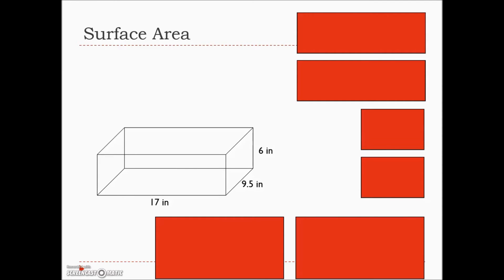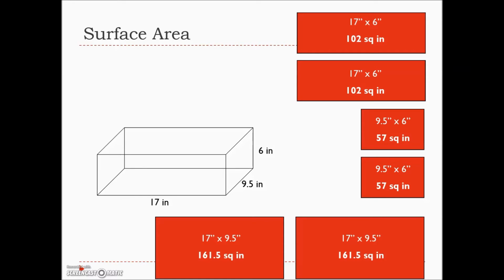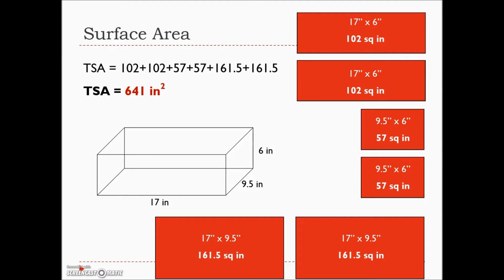To find the total surface area, we'll find the area of each one of these, and then add all 6 of those areas together to give us a TSA, or total surface area, in this example of 641 inches squared.